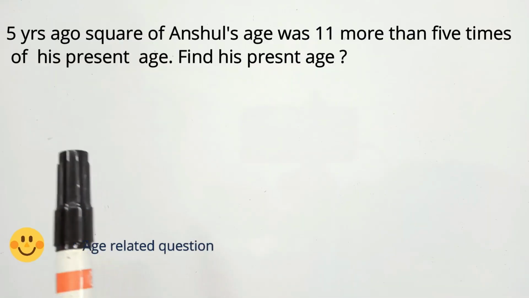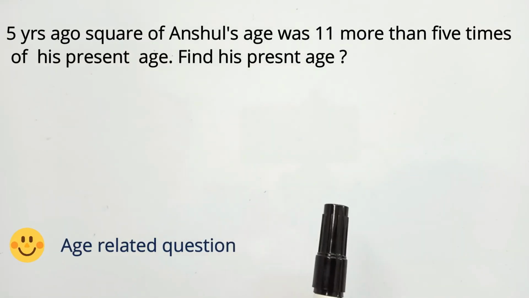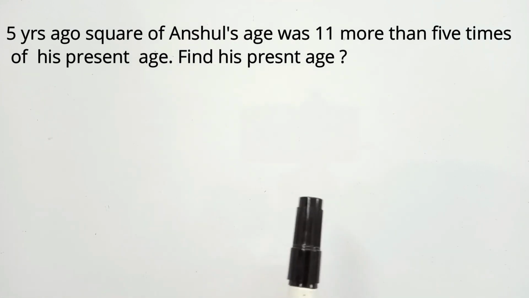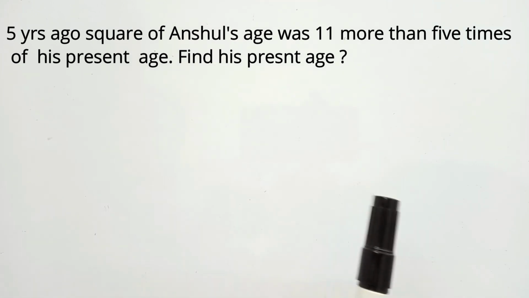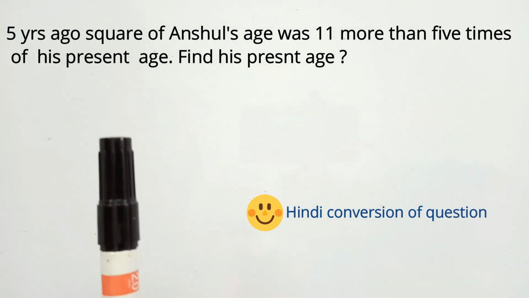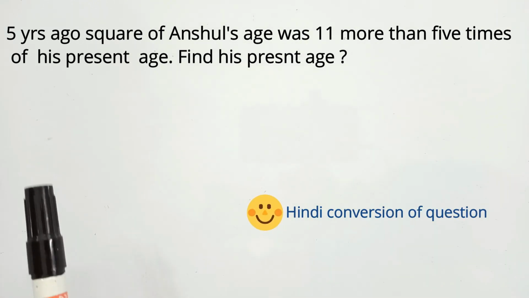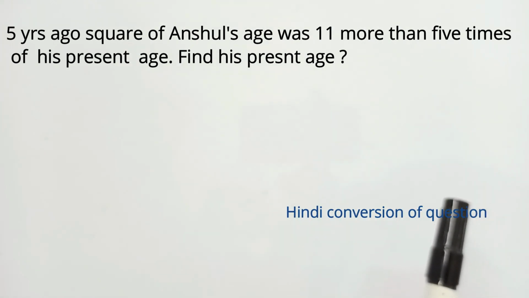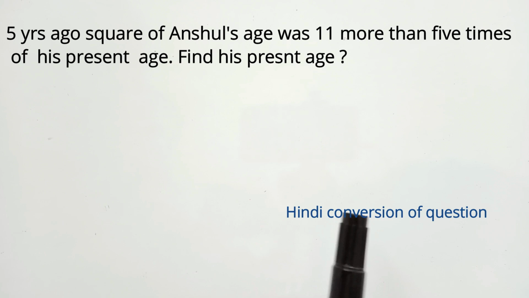5 years ago, the square of Anshul's age was 11 more than 5 times his present age. Find the present age of Anshul. इस प्रश्न में कहा गया है कि 5 साल पहले अंशुल के एज का स्क्वायर जो था उसकी प्रेजेंट एज के 5 गुना से 11 ज़्यादा था, तो उसकी प्रेजेंट एज हमें कैलकुलेट करनी है.